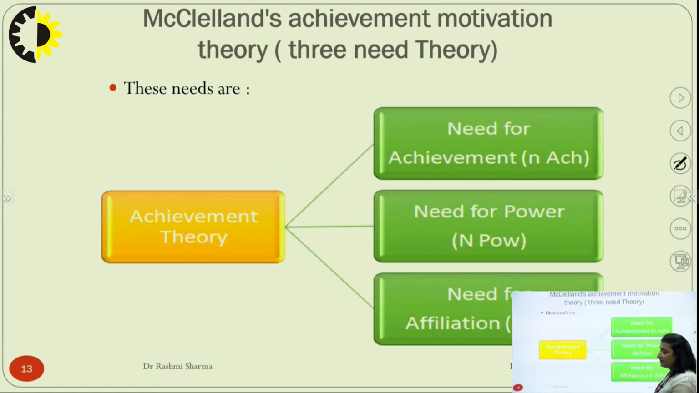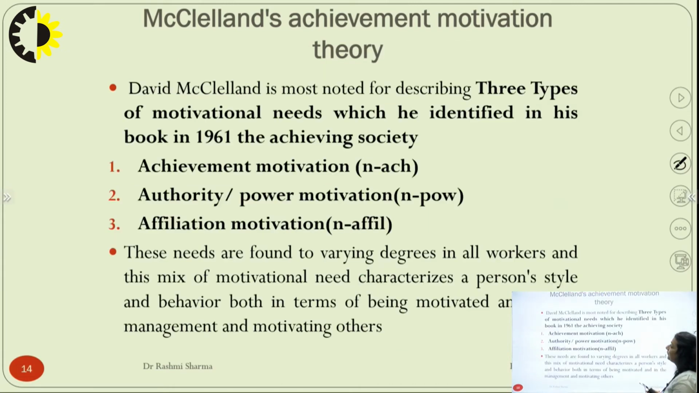These needs are need for achievement, also called N-ach, need for power, N-power, and need for affiliation. One by one, we will look into all these three needs. As we said, each person is a mixture, and we have to see what characteristics that person has more, and we would categorize that person into that particular need.